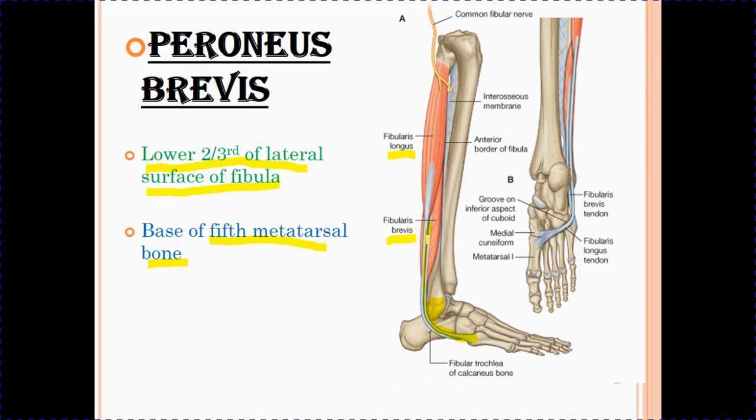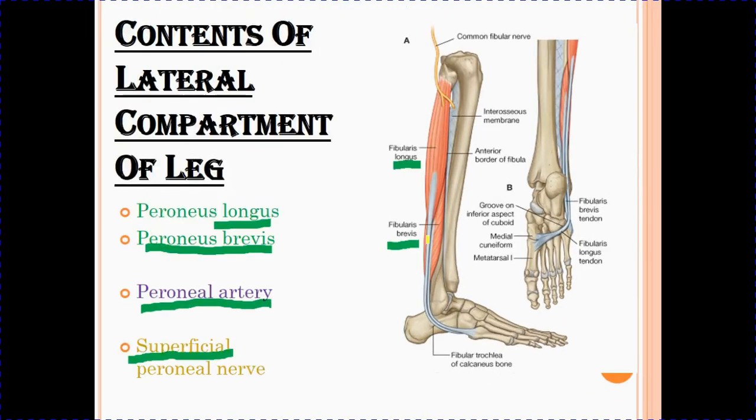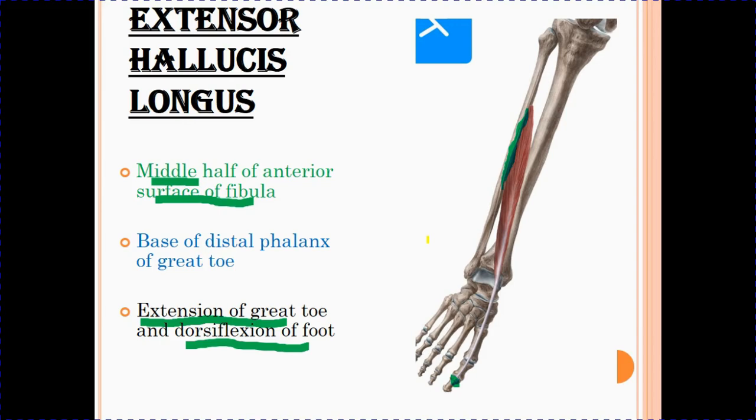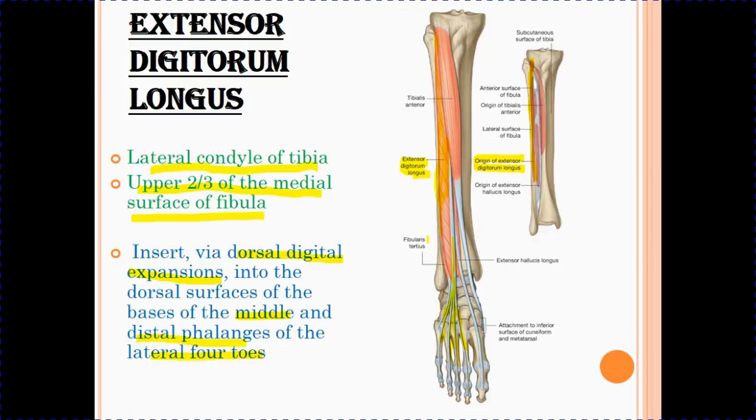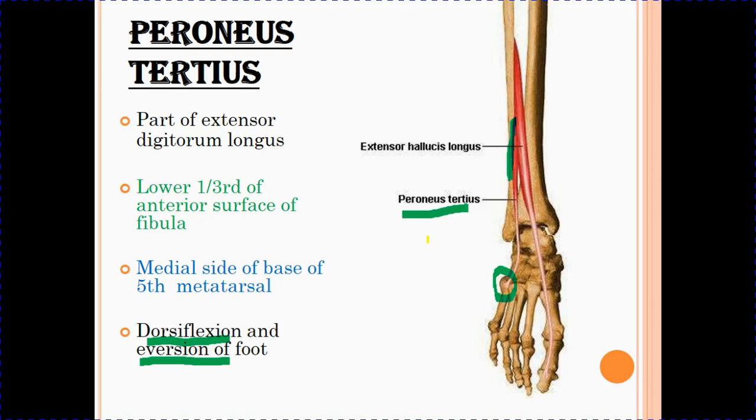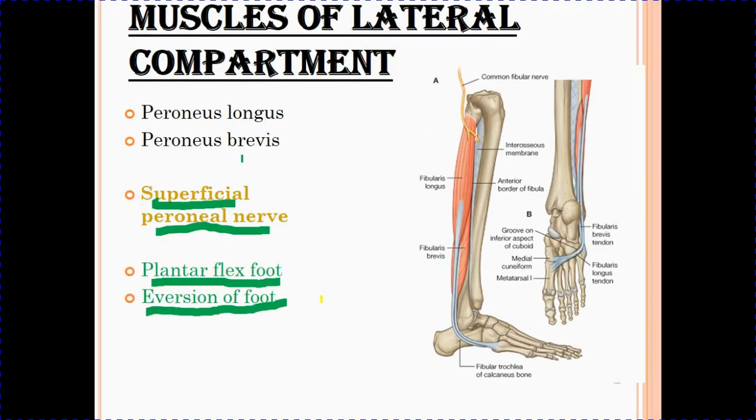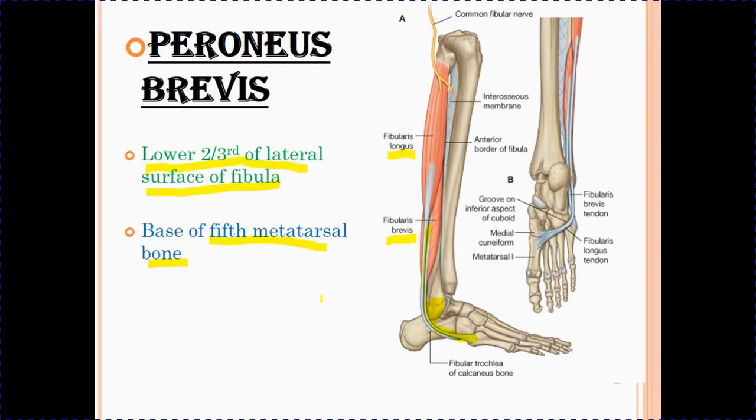कुछ और याद आ रहा है? पेरोनियस ब्रेविस के साथ साथ फिफ्थ मेटाटार्सल पे कोई और मसल अटैच होता है? अभी अभी हमने पढ़ा. I'm going back. One more muscle was inserted on the fifth metatarsal. It was the peroneus tertius muscle. कहाँ गया भाई? It was the peroneus tertius. Look into this figure. Base of fifth metatarsal, peroneus tertius. So along with peroneus tertius, peroneus brevis muscle is also getting inserted into the base of fifth metatarsal.